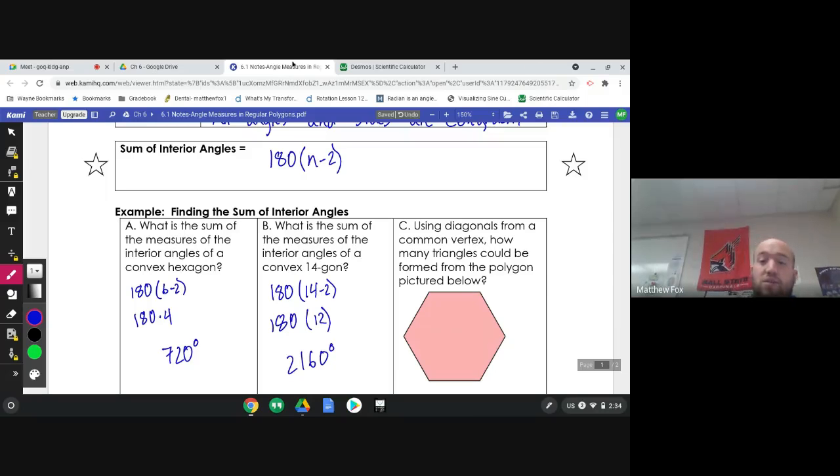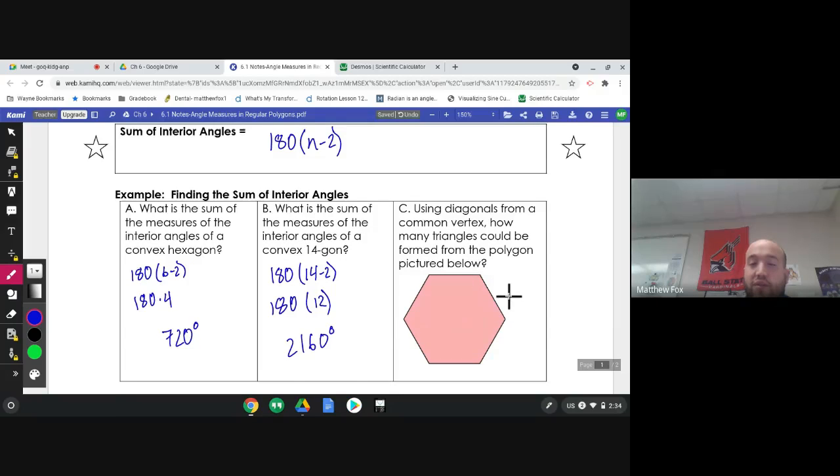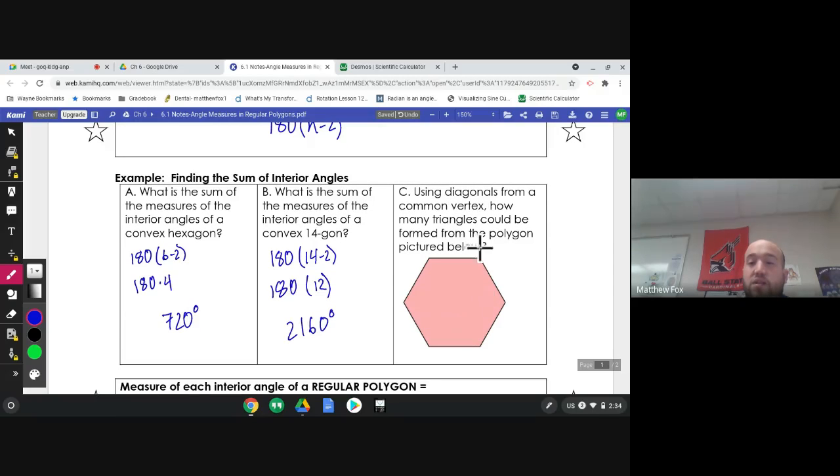Okay, now some of you might be thinking, well, why is it n minus 2? So if we look at this last question, it says using diagonals from a common vertex, how many triangles could be formed from the polygon pictured below? Okay, so we have our polygon here. We use a common vertex, meaning choose any point on the edge. So I'm going to choose this one. It says using diagonals, how many triangles could be formed? So I'm going to draw from that line.